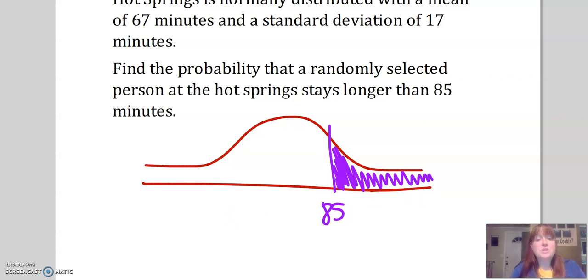So we're going to use the normalcdf function, which is on your TI-84. Our lower bound is 85 and our upper bound is going to be a huge number. We want to go from 85 basically to infinity, and we want to figure out how many people are going to be in this area.